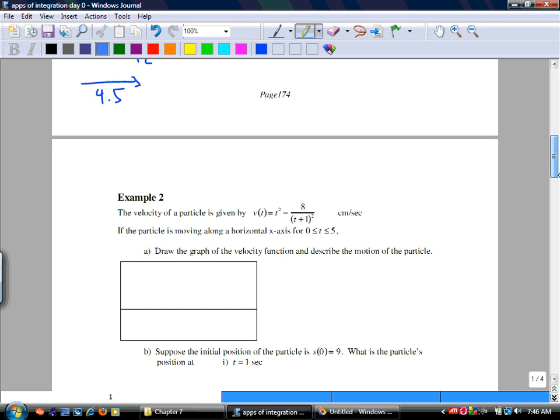Okay, velocity of a particle is given by this formula. If the particle is moving horizontally along the x-axis for t equals 0 to 5, throw this in your graphing calculator and draw the graph of the velocity function and describe the motion of the particle. I want to know when the particle is stopped, when the particle is moving left, and when the particle is moving right. So throw it in your calculator and draw it. And tell me everything you know about this.